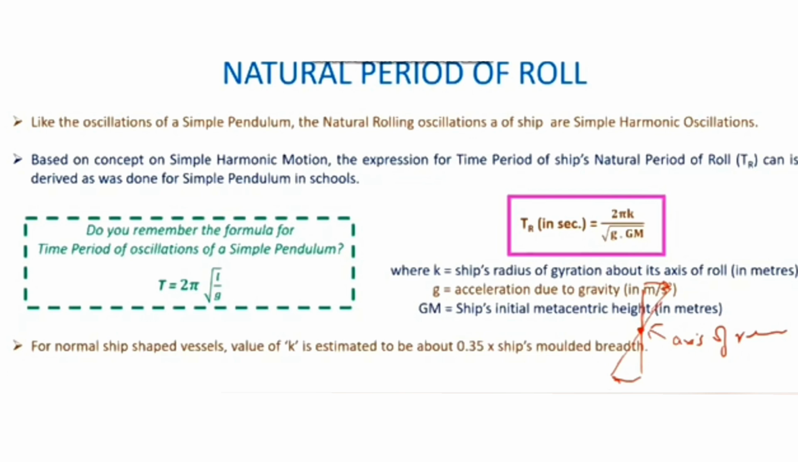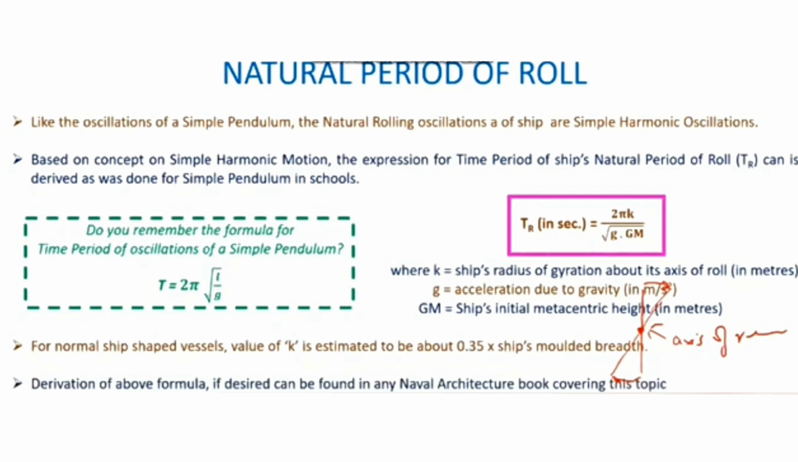So, for a normal ship-shaped vessel, this value of K can be roughly estimated. It's only a thumb rule, not binding, estimated to be about 0.35 times the molded breadth of the vessel. It's through experiments that you have found this is more or less around this value. The derivation of this formula, 2π K under root G GM, is in any of the naval architecture books, which you can refer to, but it's not required, so don't worry about it. Leave it.